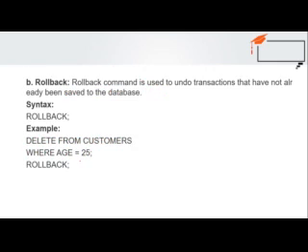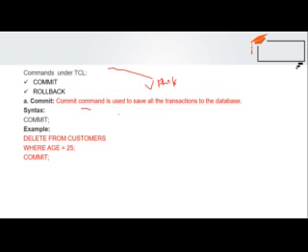Rollback is a command used to undo transactions that have not already been saved to the database. The syntax is ROLLBACK. In this example, DELETE FROM customer WHERE age is 25, then ROLLBACK. The information of customers who are aged 25 will come back here. So these are the details about the transaction control language.